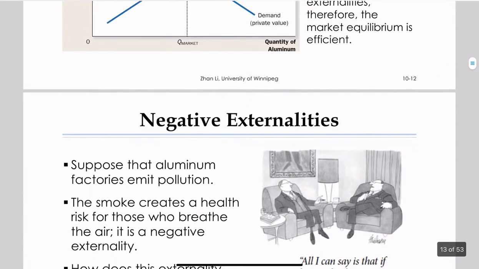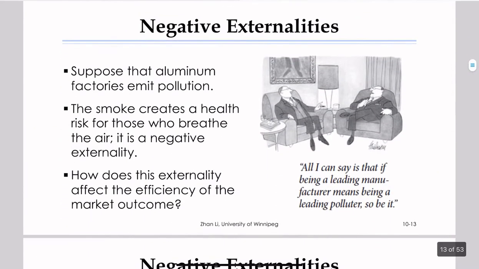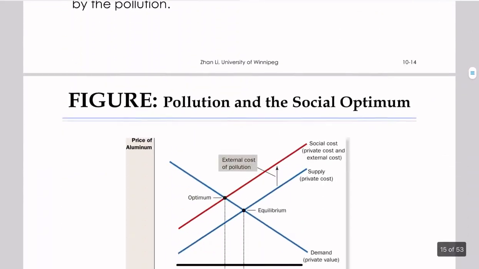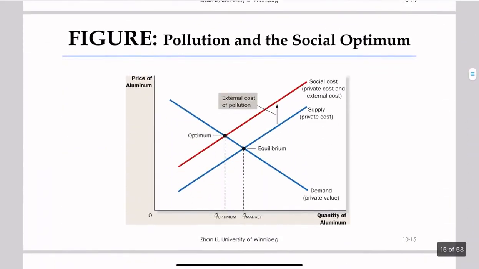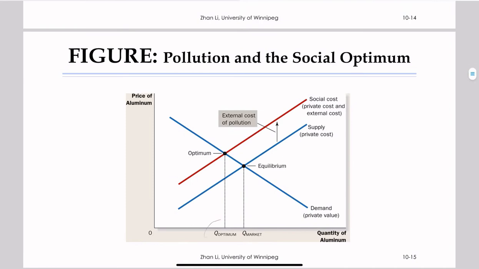And we started first with negative externality. For negative externality, we used this example of pollution. And we learned that under this negative externality, the competitive market will produce a quantity which is higher than the socially optimum quantity, right? You can see this on this picture here. That is, the quantity produced by the market is too high, inefficiently high.